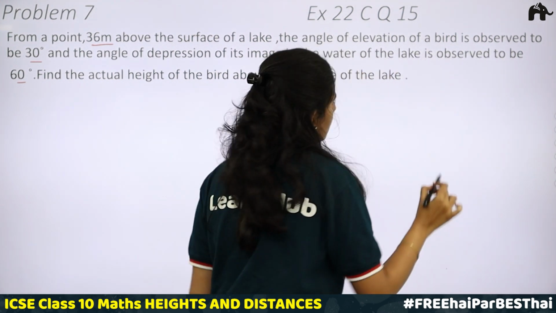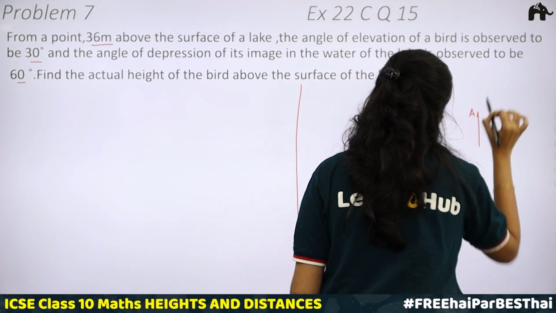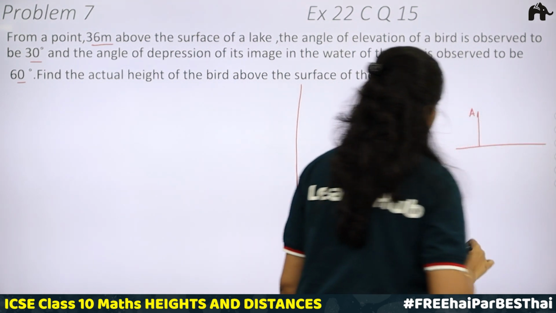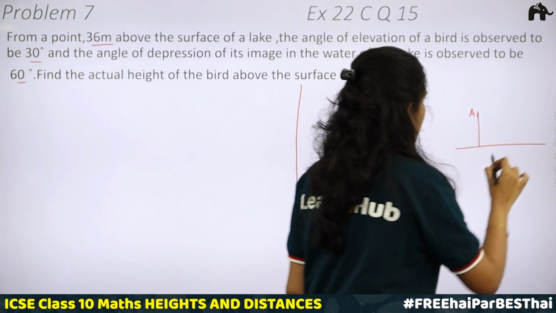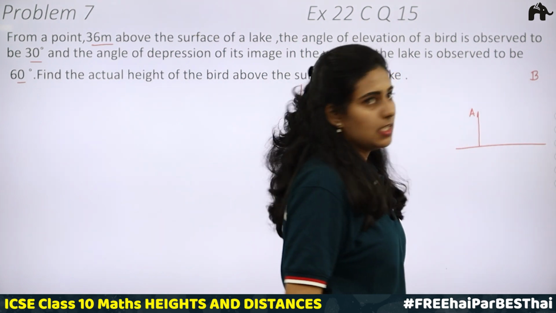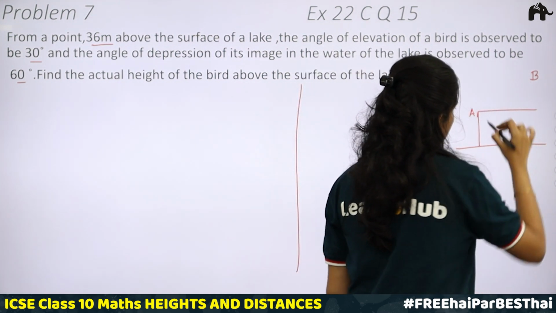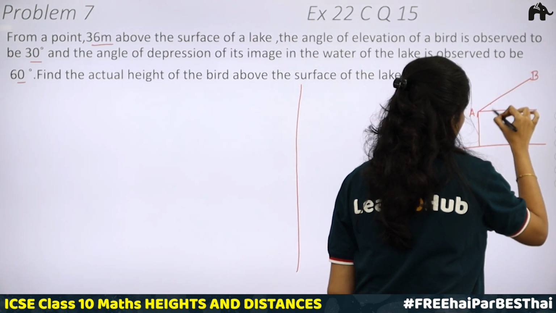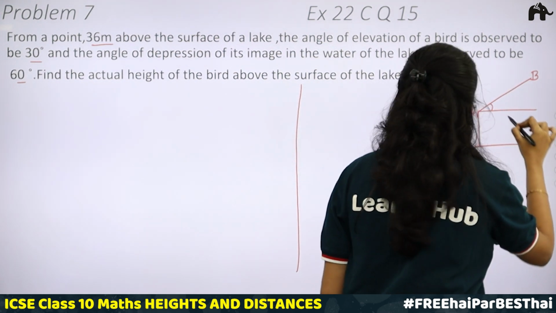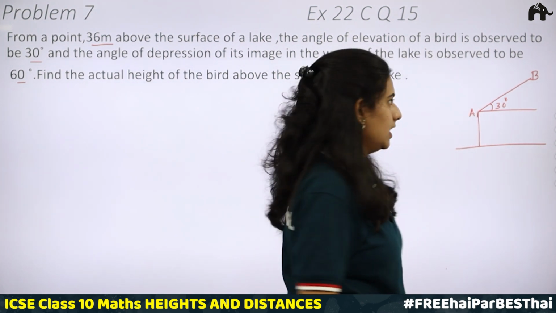Here we have a point A. This is the surface of the lake. From there a bird is viewed, which is at B. This is the horizontal line. Then the angle of elevation is given, which is equal to 30 degrees. Okay, angle of elevation is 30 degrees.